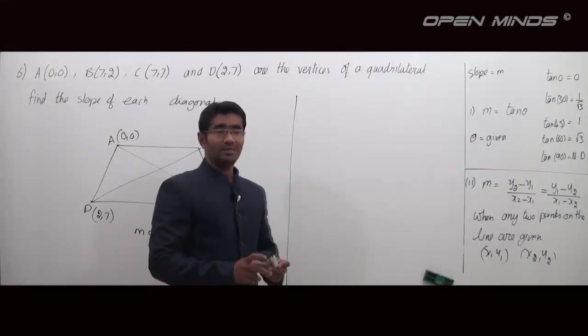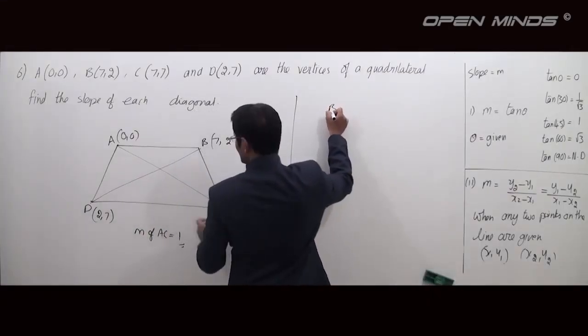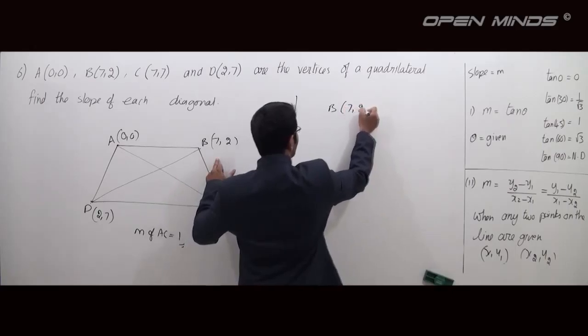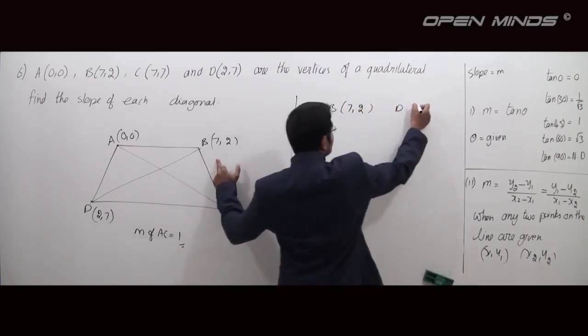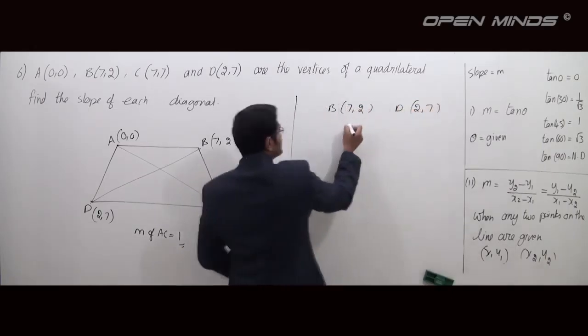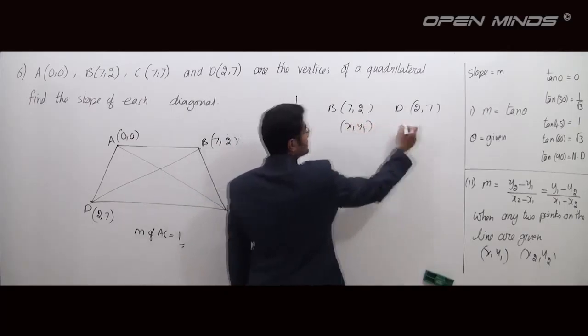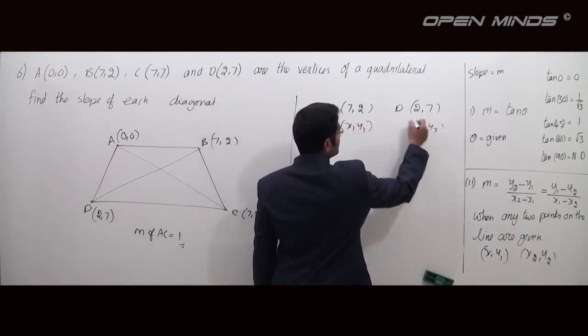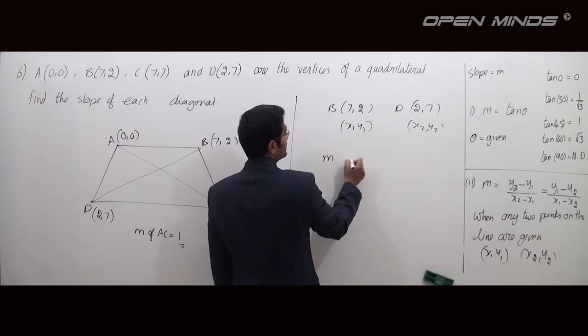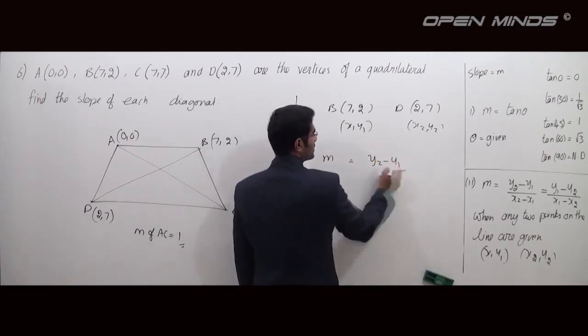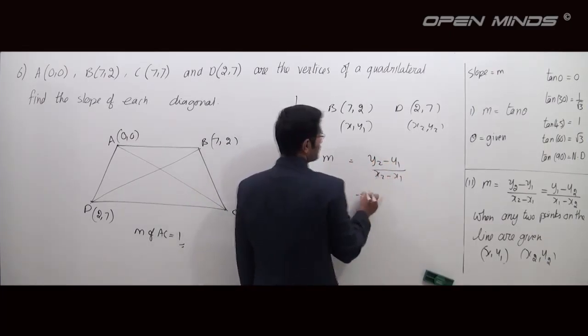Now let's find the slope of BD. Let's say B is given as (7, 2) and D is nothing but (2, 7). So I'm taking this as x1, y1. This guy is x2, y2. No problem. So what's the slope? Slope is y2 minus y1 divided by x2 minus x1. That's it. So what's the formula?